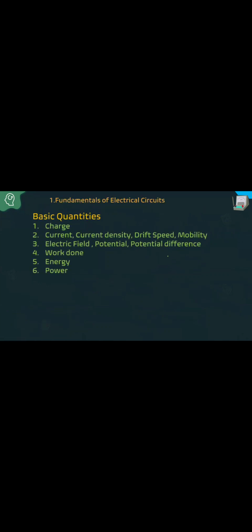Chapter 1 is fundamentals of electric circuits. In this, the first concept is basic quantities that I have to discuss. Have some minimum knowledge on what is the charge, what is the current, what is current density, drift speed, mobility, what is electric field, what is potential, what is the potential difference, what is the work done, what is energy, what is the power. These are the basic quantities. This is the first concept in fundamentals of electric circuits. First, we'll start with what is electric charge.